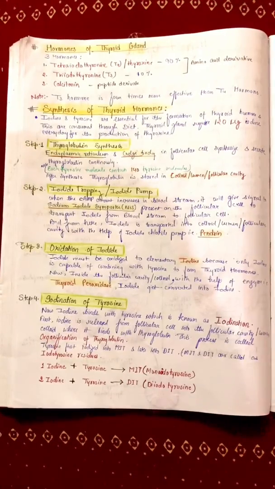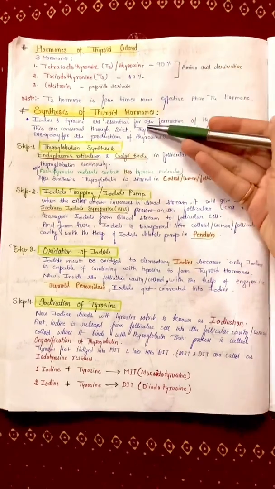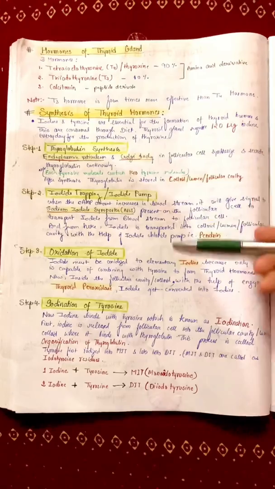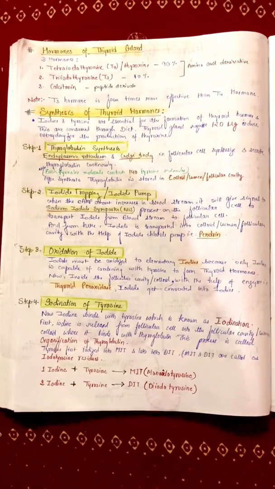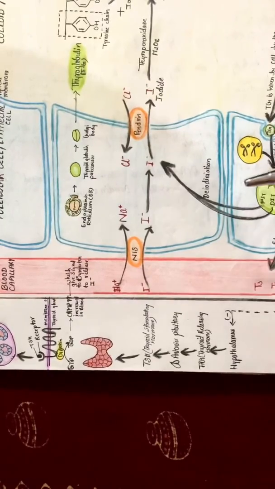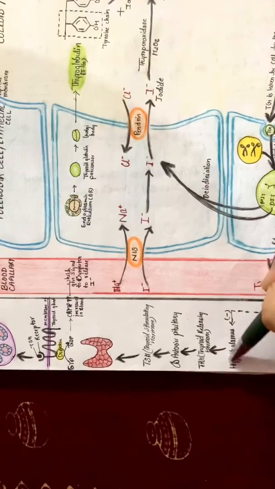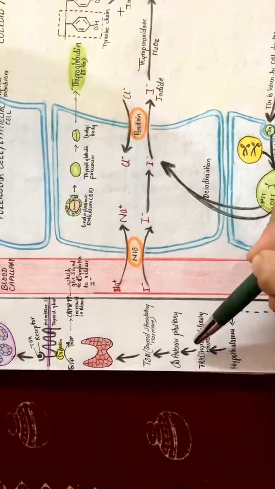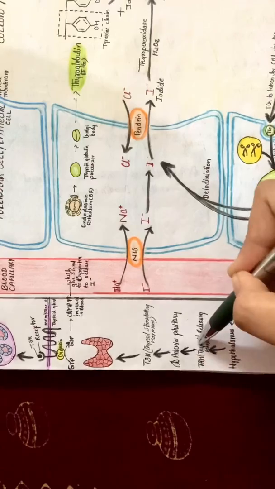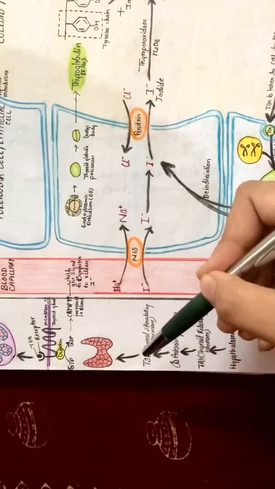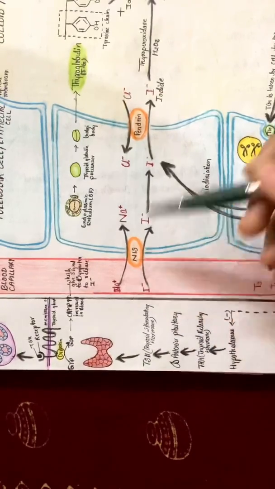Now let's move on to the synthesis part, how this thyroid hormone gets synthesized. We discuss this theory with the help of this diagram. The signal first comes from the brain, the hypothalamus, which releases thyrotropin releasing hormone, which stimulates the anterior pituitary to secrete thyroid stimulating hormone.